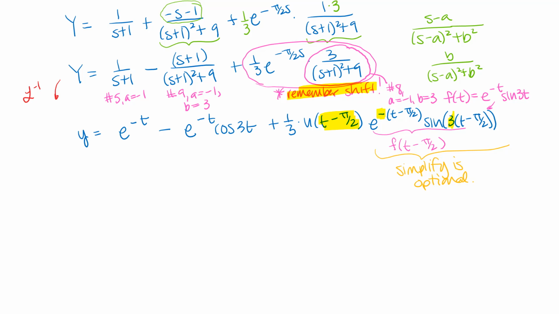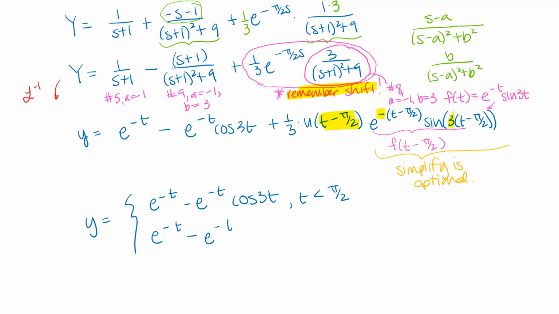What you might want to be able to do though is, if you are asked to graph the solution, which this problem asks us to do, be sure that you're clear about what that unit step function is and what it means in terms of the solution. So here, when t is less than pi over 2, the unit step function will output 0. So I'll have e to the negative t minus e to the negative t cosine 3t, and the rest will be 0. And then at t equals pi over 2, and afterward, that unit step function will output 1.